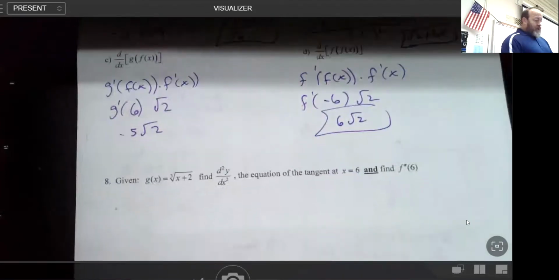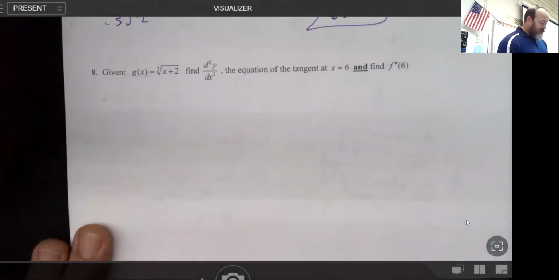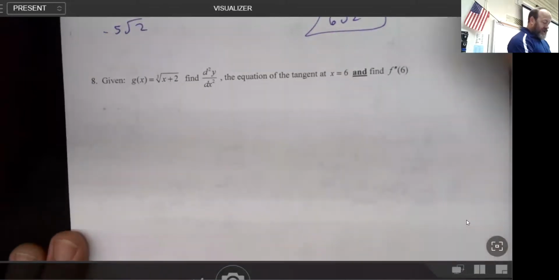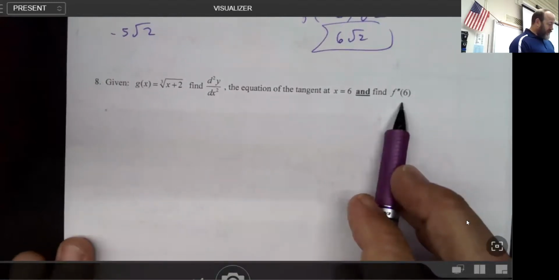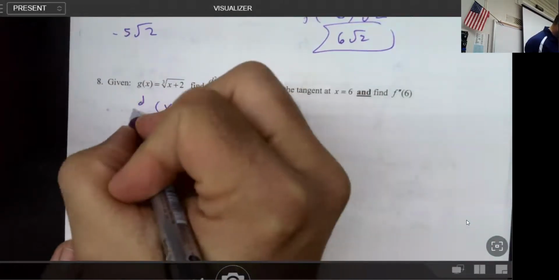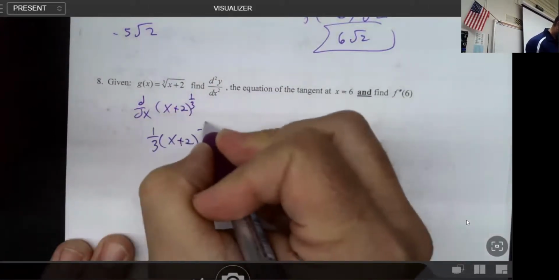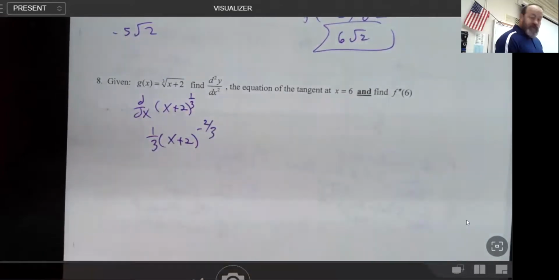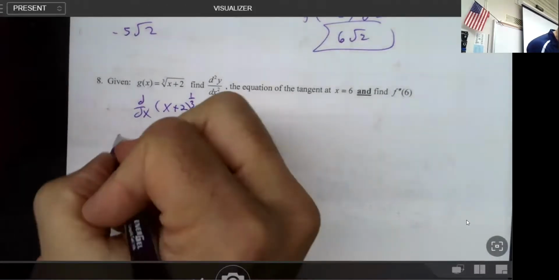Now, let me go ahead and change the angle on my camera here so I can see a little bit more of my screen. This is actually asking me to take the second derivative and then evaluate that second derivative at the number 6. So we're going to start off by thinking about this as x plus 2 to the 1/3 power. So if I was going to take my first derivative according to the chain rule, we would have this. And I did say I'm not going to really stress the chain rule on the test, and I'm not, because really the derivative of what's inside is simply 1. So this is dy dx right here.